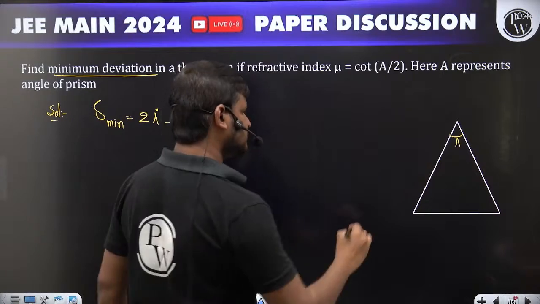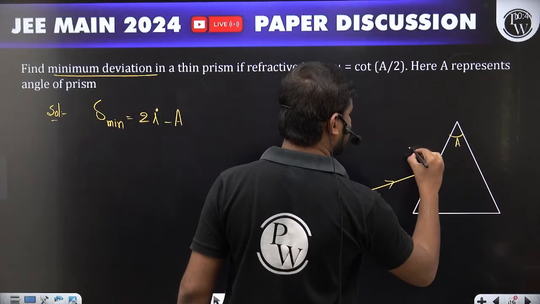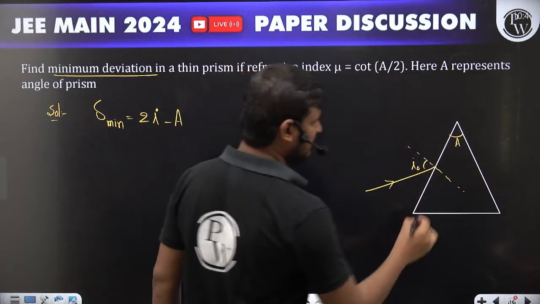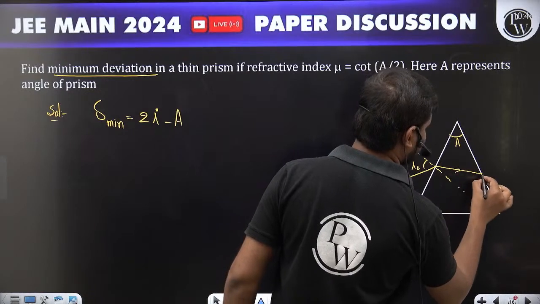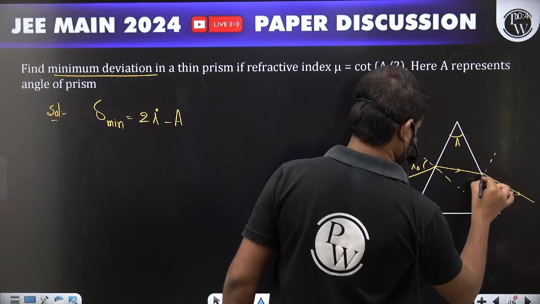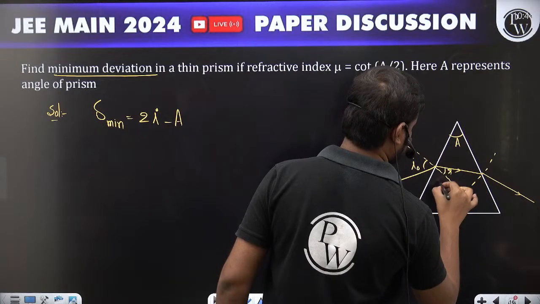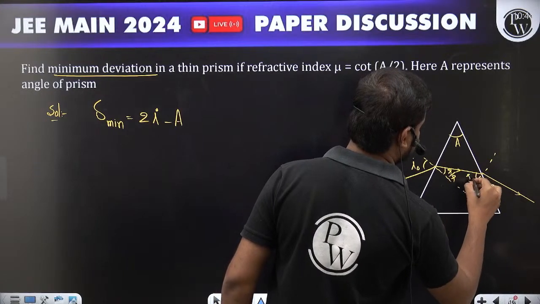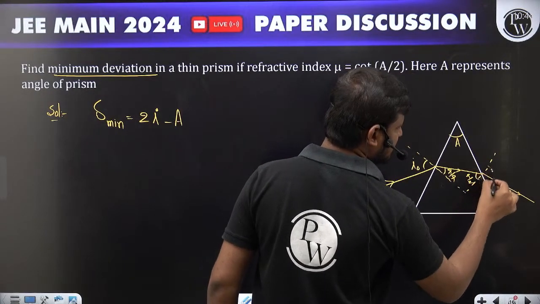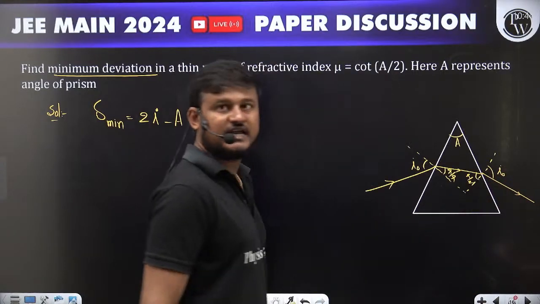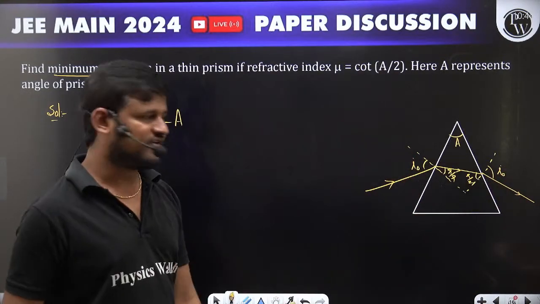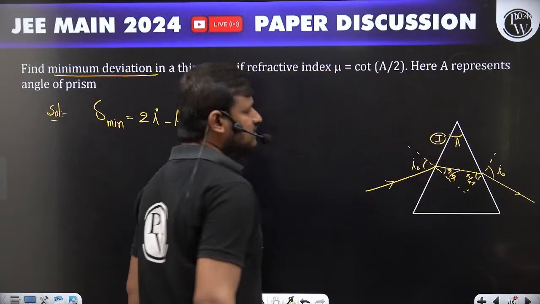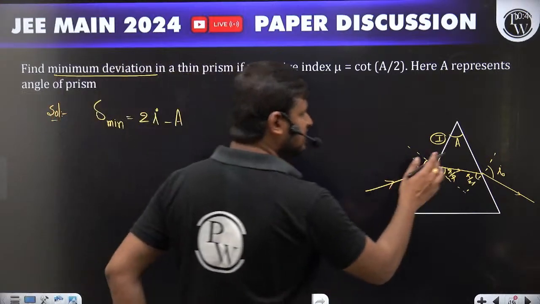Now this is an incident ray perpendicular. So this is the angle of incidence i0. Then it refracts like this and then it refracts like this. Let's say this is r, that is A by 2, and this is A by 2, right? This is the angle of emergence, which is again i0. Angle of incidence will be equal to angle of emergence. Then apply Snell's law at this interface. Let this one be interface 1. So now apply Snell's law at this place.